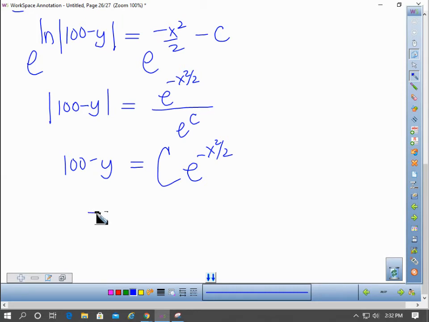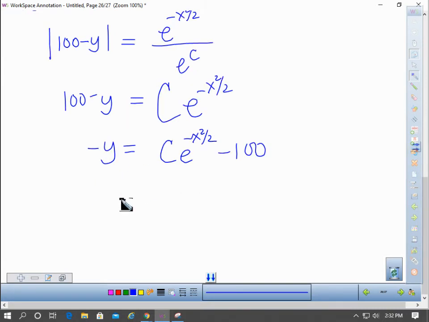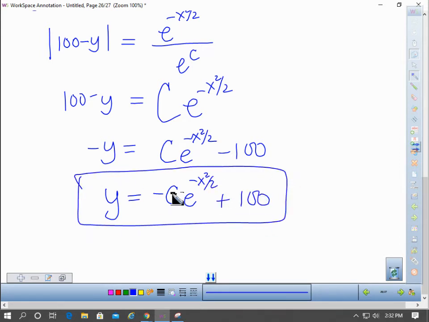And so then if I subtract 100, and then I would multiply through by a negative. So multiplying through by a negative, you can write it as negative c, or you could just leave it c. And this would be my final answer. Because c is a constant, it can absorb that negative sign. All right. And so there would be the solution to my differential equation that I started with.